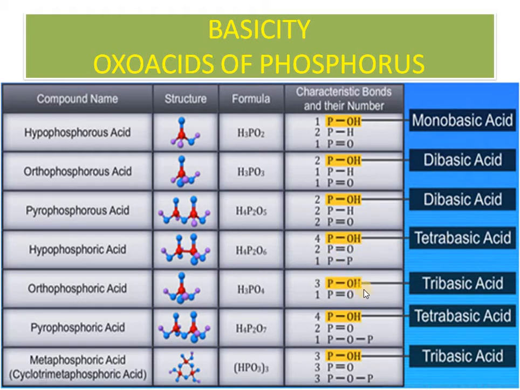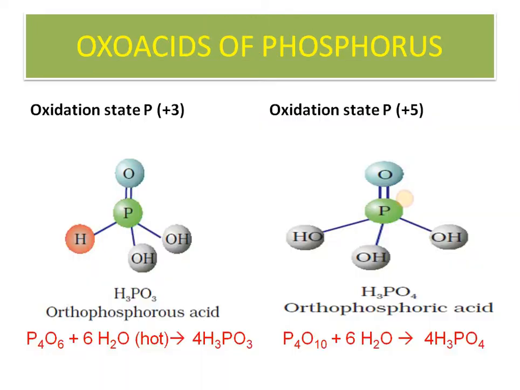So it means the P-OH bonds decide the basicity of any oxoacid, not the total hydrogen. Because here you see the hydrogen will be more, as P-H bonds are also there. So hydrogens are 4, but that does not mean it will show tetrabasicity. So you should be very careful about the structures. Once the structure is known, only then can you tell whether it is monobasic, dibasic, tri or tetra. The maximum is tetrabasic.